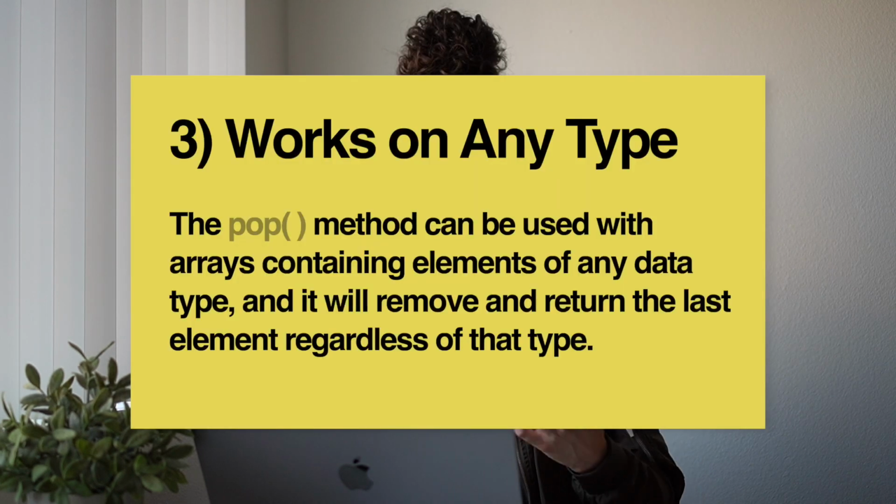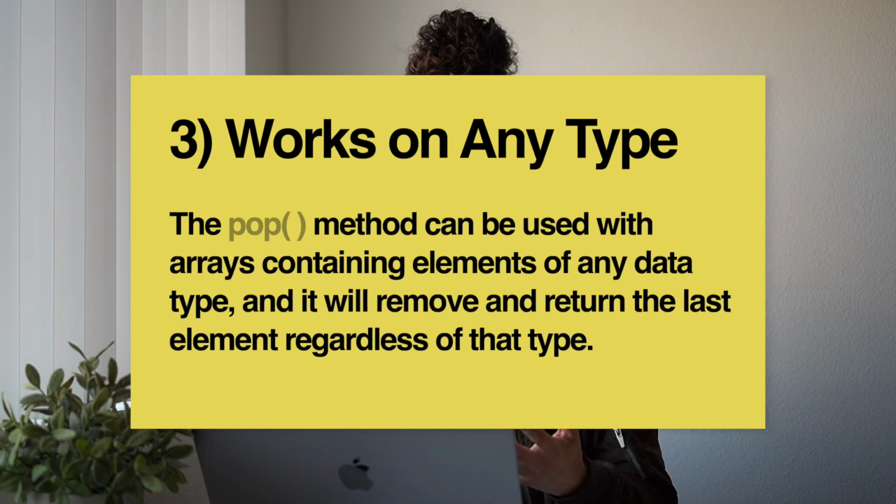Since all pop does is return the value, you can use it to complete further operations if needed. And lastly, number 3 is works on any type. The pop method can be used with arrays containing elements of any data type. It will remove and return the last element regardless of that type. That's right, pop works with any data type. This includes entire objects and even nested arrays. But devs, enough about that, let's look at some code.